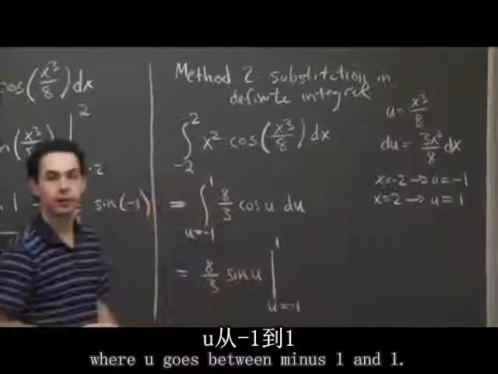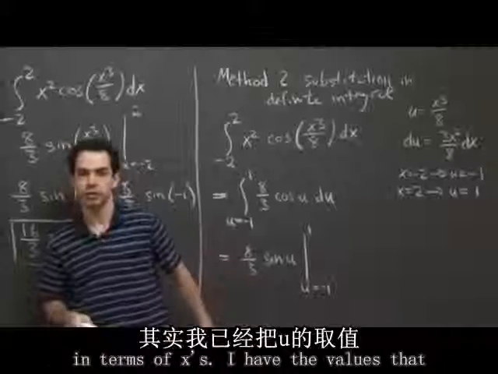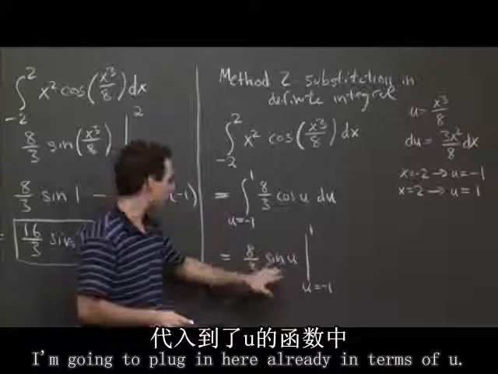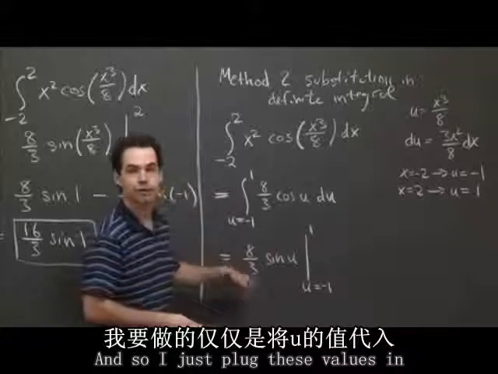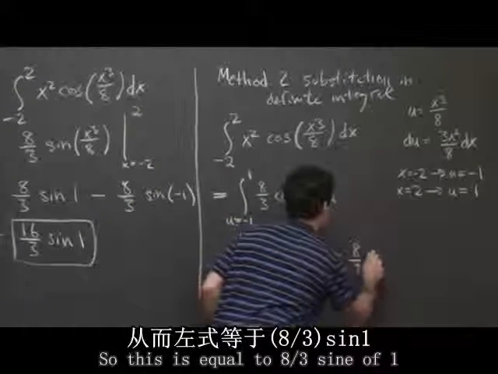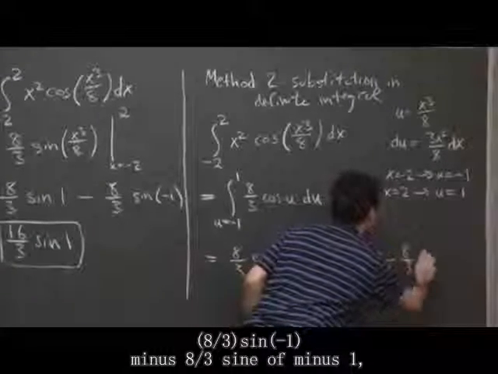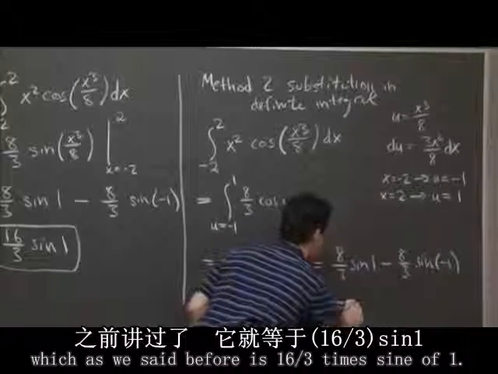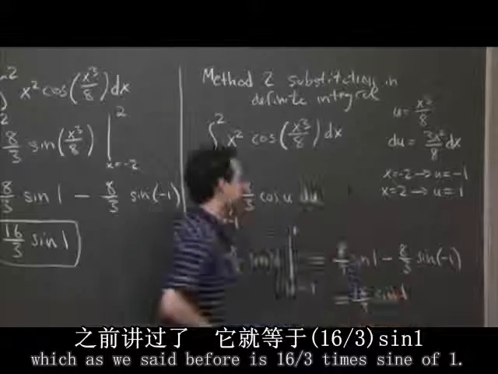The other thing that's changed here is that now I don't have to change this back in terms of x's, right? I have the values that I'm going to plug in here already in terms of u. So I don't have to switch back in terms of x's, and so I just plug these values in and take the difference. So this is equal to 8/3 sine of 1 minus 8/3 sine of minus 1, which, as we said before, is 16/3 times sine of 1.